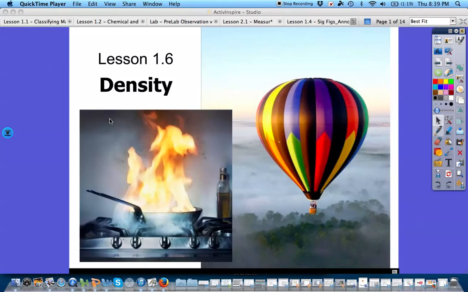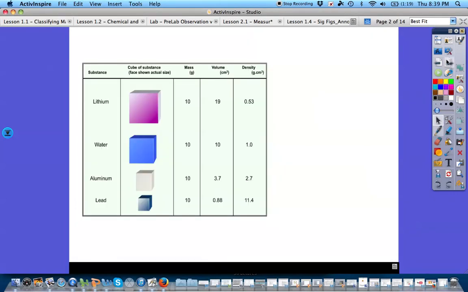And this is lesson 1.6, density. So to start off with, we have this table, and we have 4 different substances: lithium, water, aluminum, and lead. Here is a cube that represents the size of that substance.